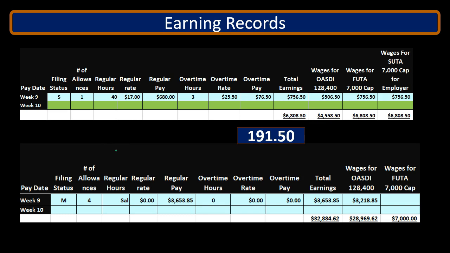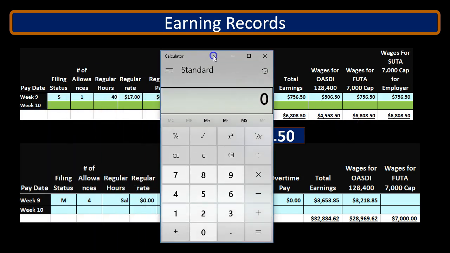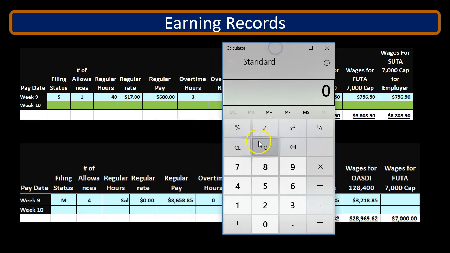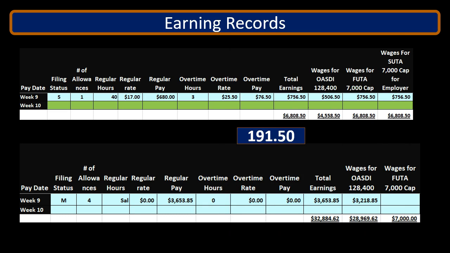So in the earnings records, we can look at this first employee and we can look at the FUTA wages here at $6,808 for our first employee. And if we do our subtraction problem, we're doing 7,000 minus 6,808.5, that's $191. So that means if that $191 is less than the wages they would have gotten this time period, then we're going to go with the lesser amount.